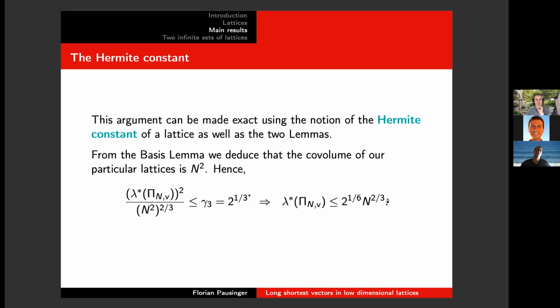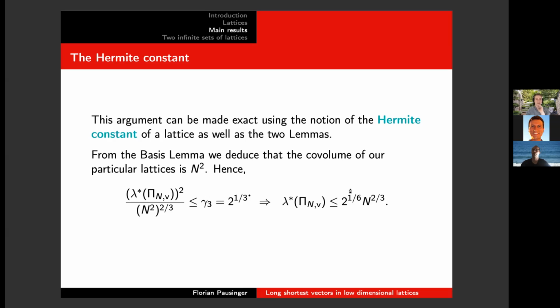n to the 1/3. So what I'm trying to say here is that on the one hand, we can get a precise upper bound using the Hermite constant, and on the other hand, using this optimal lattice packing, we can also get an intuitive idea why we can expect to construct lattices that actually satisfy this constant. So this is just to give you a bit of an idea.